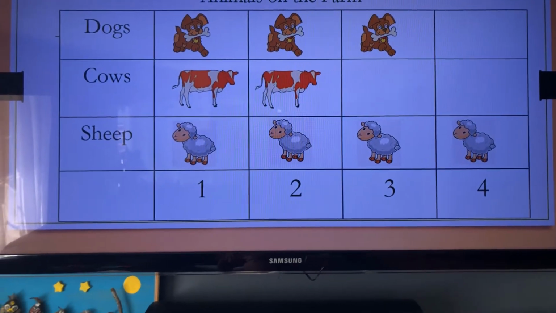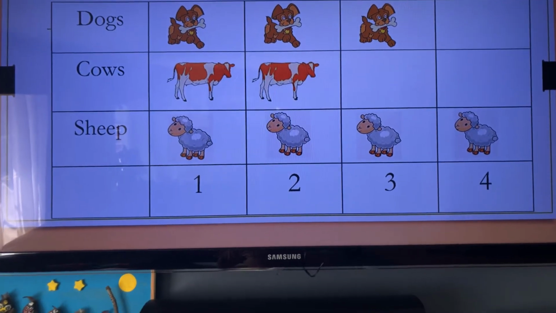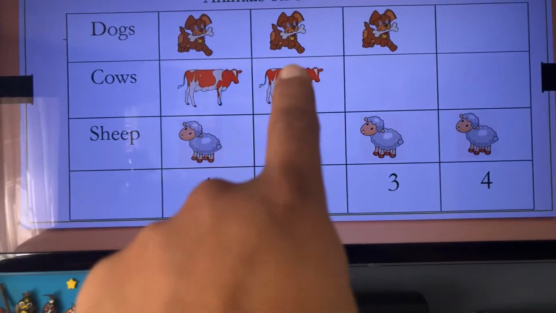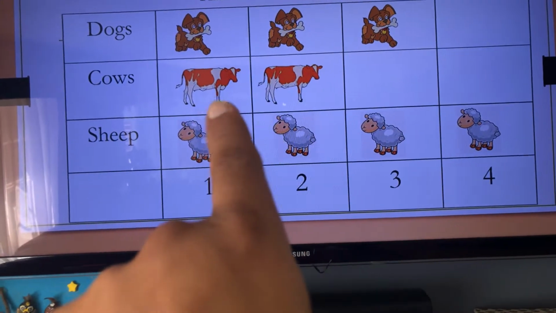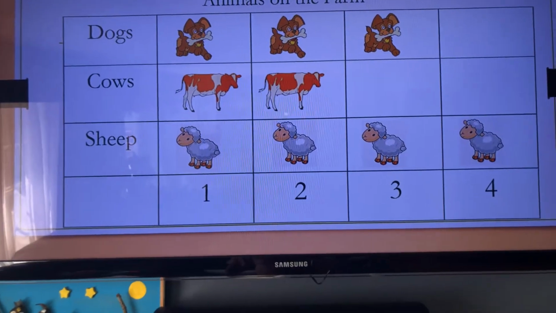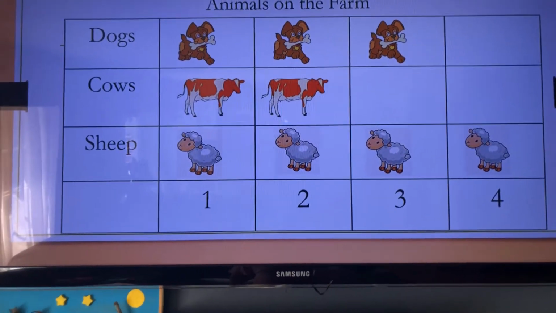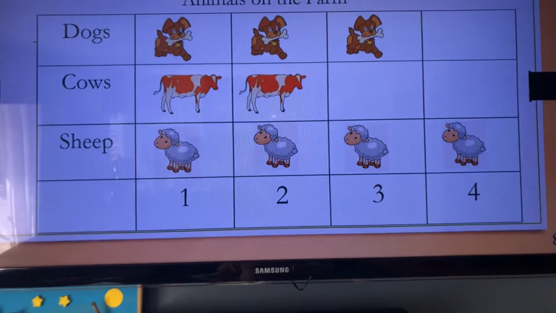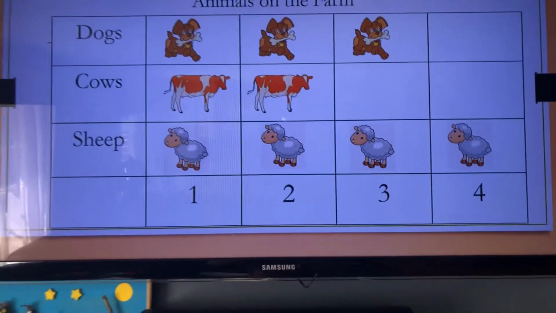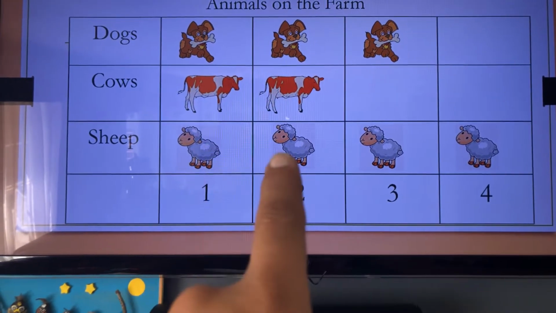How many people voted for dogs and cows? 1, 2, 3 dogs plus 4, 5 cows. So you count those two groups if you see the word and. How many people voted for cows and sheep? 1, 2, 3, 4, 5, 6. So 6 people voted for cows and sheep. If they ever asked how many people voted all together or in all, then you just count all the votes.